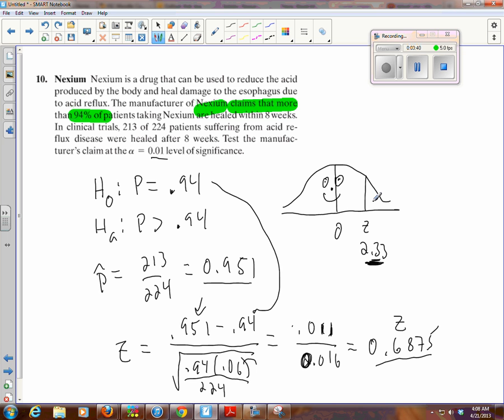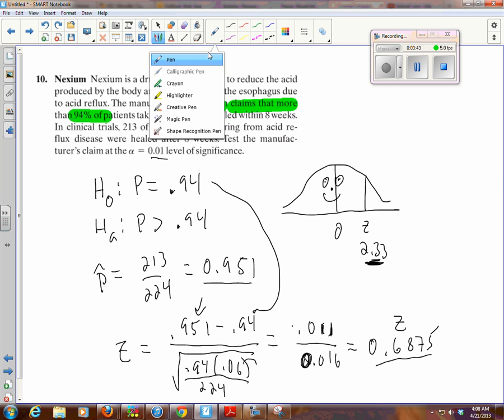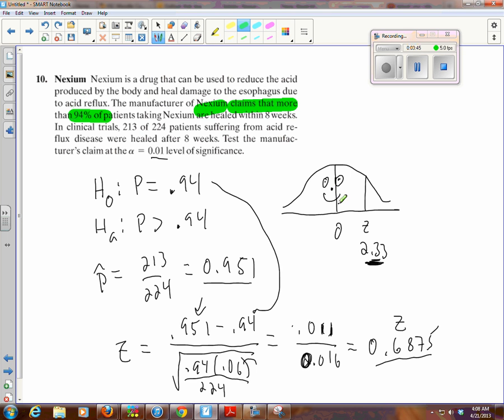Now this is a z-score, and we need to compare that z-score to this critical value, this rejection region area. So since that z-score of 0.68 whatever is over here on this side of that critical value, we can't reject H0. That means that this sample result's perfectly likely if this is the center. So we can't reject H0, which tells us that Nexium's claim that more than 94%, we can't show that that's true. So it doesn't look like they're getting any better rates than the old medicine or something like that.